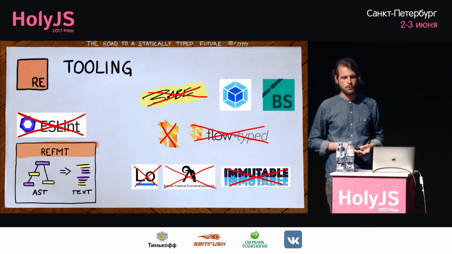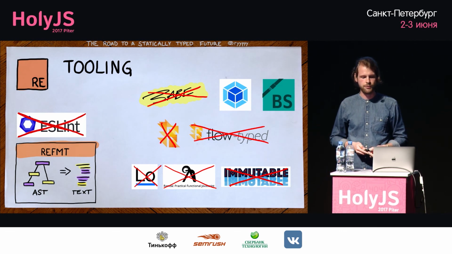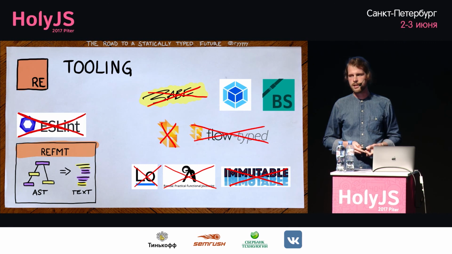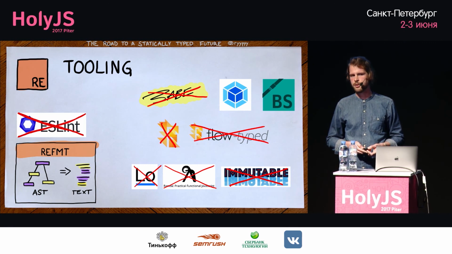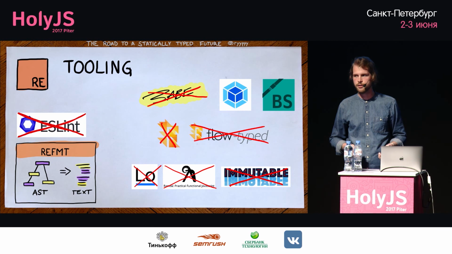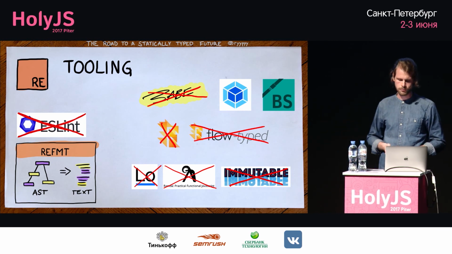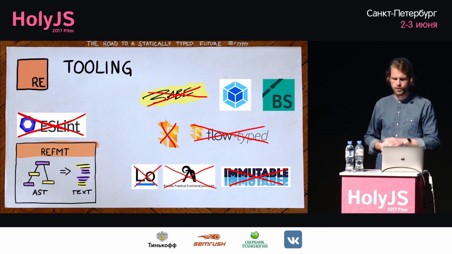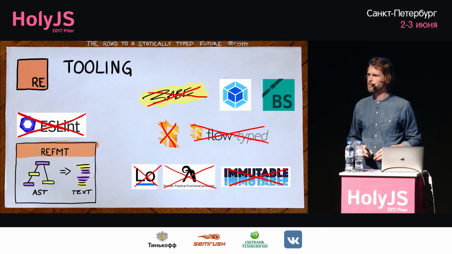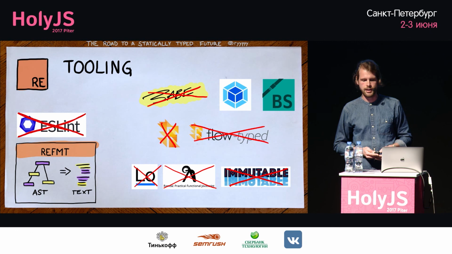So in Reason, you can pretty much skip everything. ESLint will be replaced by refmt, which is very similar to gofmt or Prettier, if you know Prettier. Prettier was actually inspired by refmt. And we can all skip the standard library stuff because BuckleScript transpiles pure OCaml code, and the OCaml standard library is quite extensive.